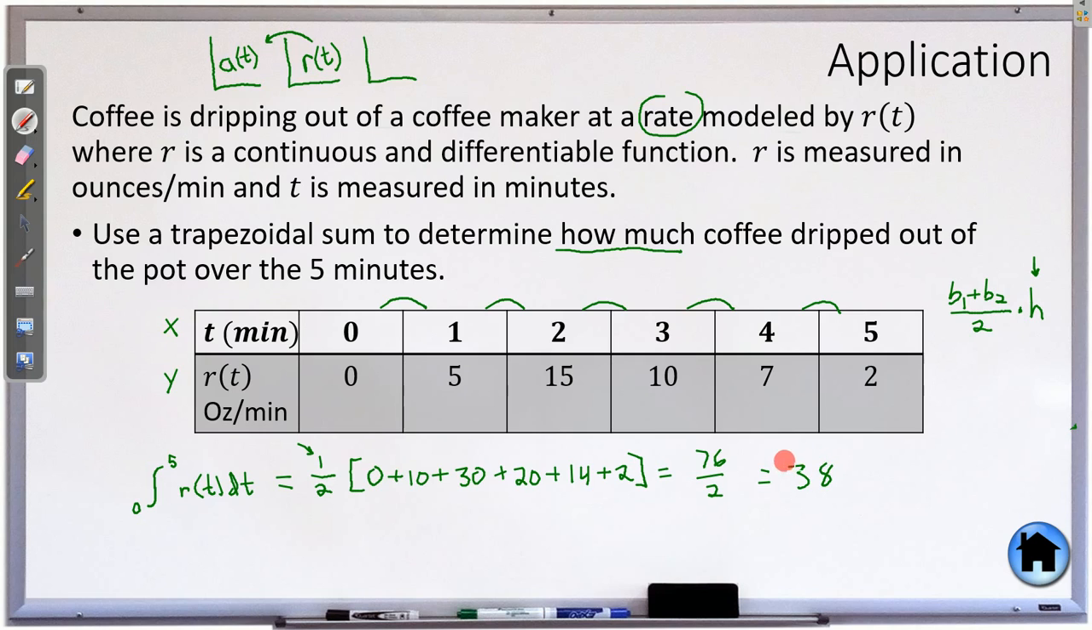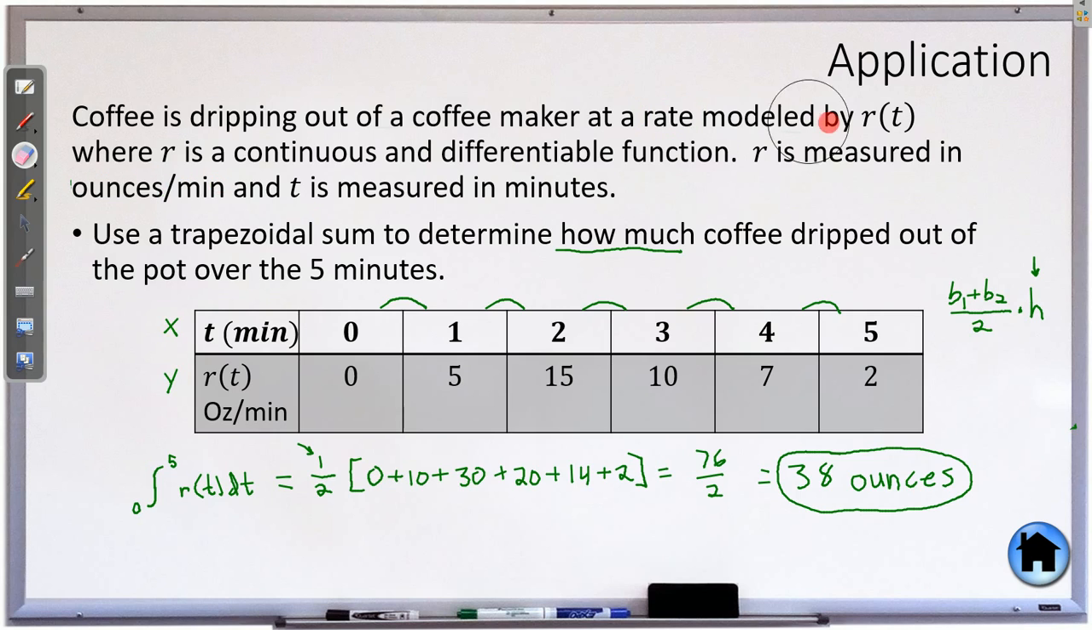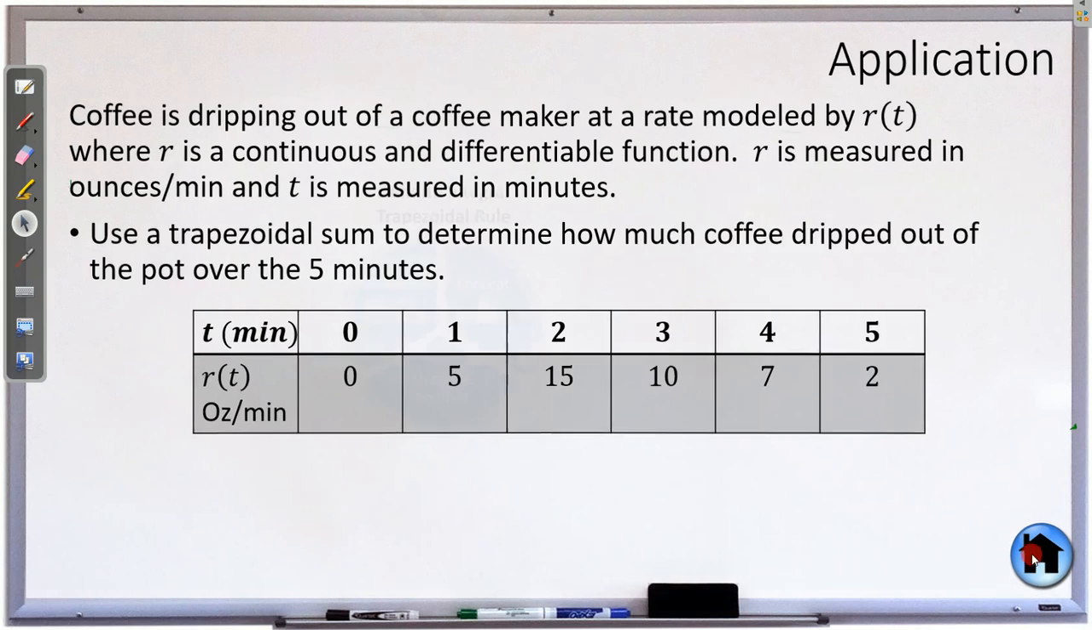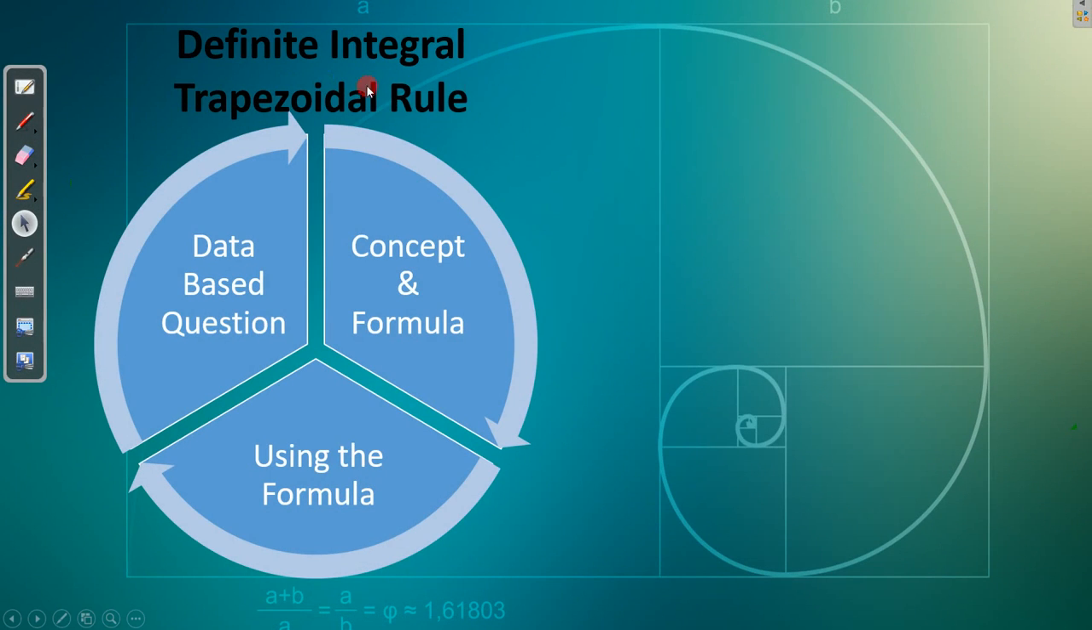So 38 what? How much coffee dripped out? We are measuring in ounces, so 38 ounces dripped out is what our approximation is. All right, so there we have an example of how you can use the trapezoidal rule on a table of values when you don't have an equation. And trapezoids are much more accurate than rectangles. You have to do a lot fewer of them to have much better accuracy. But that's just one more way that we can find a definite integral.